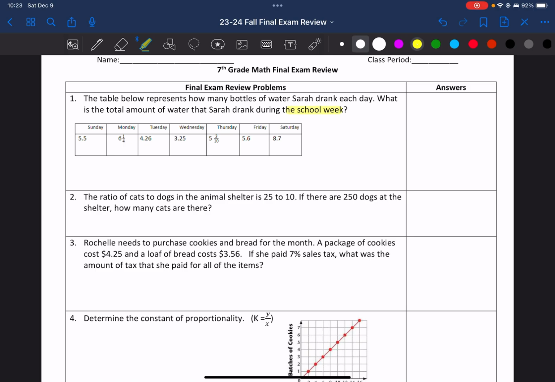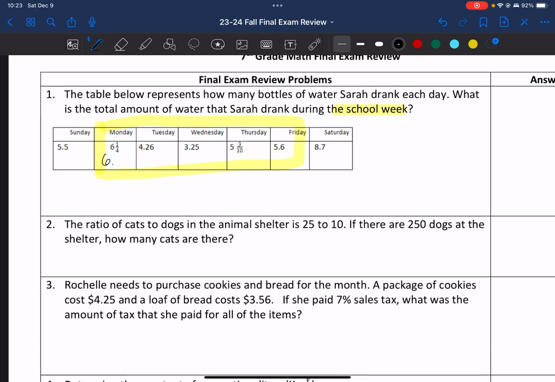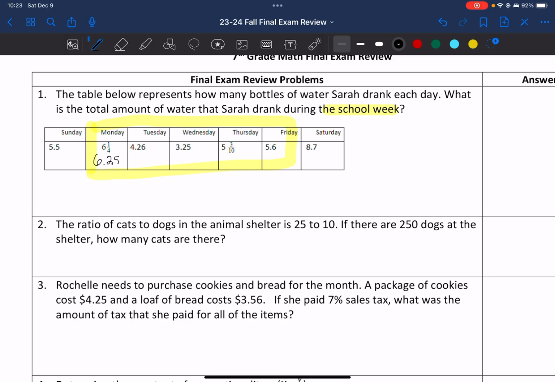Now, I was talking about the school week. If we think about the school week, that's just Monday through Friday. So all we're going to look at is this, okay? So here, we can change these into decimals. So I would actually change this to 6.25. And I would change this one into 5.3 because that's 5 3/10. And I'm going to add those numbers, okay?